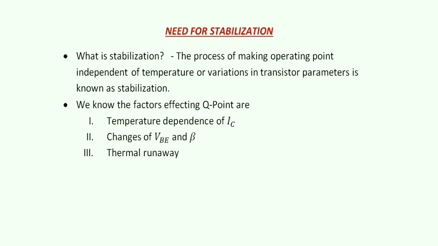That means we know that the Q point changes with respect to temperature variations. If we look at the factors affecting the Q point, we can understand: if the temperature changes, IC also changes, and this IC will in turn change the Q point. VB and beta are also factors affecting the Q point. And thermal runaway is a problem because of the temperature increment. So to make the transistor stable and independent of all these parameters and work properly, we require stabilization.